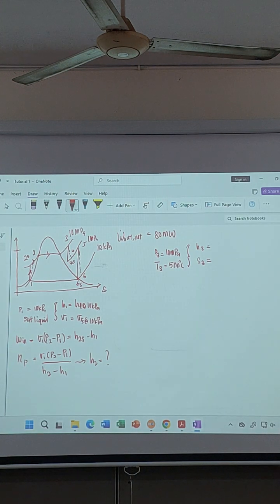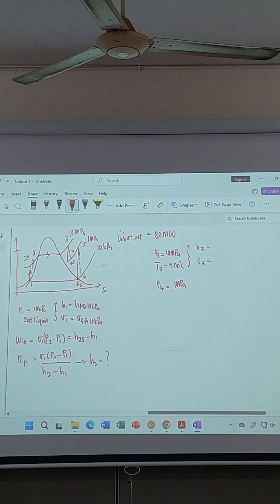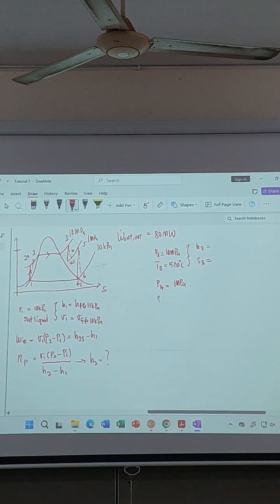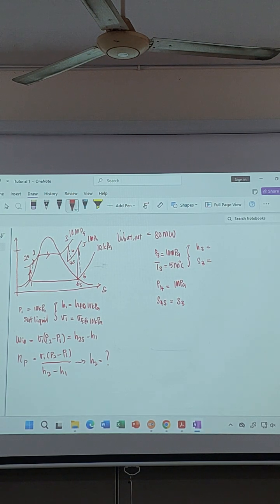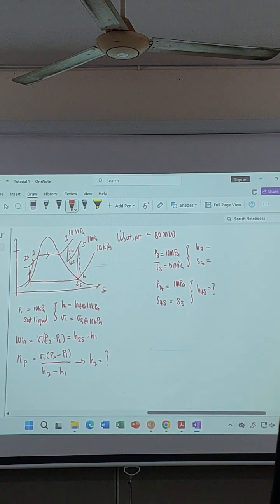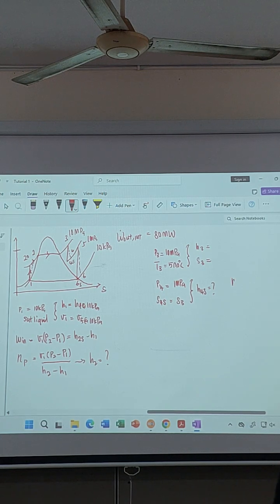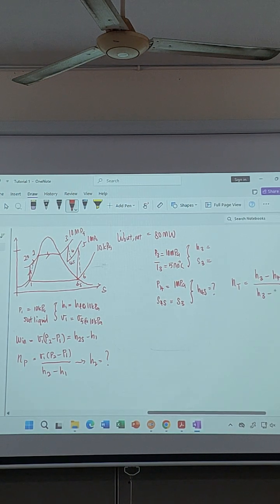Okay, so then we jump to state 4. So we know that T4 is 1 megapascal. And we also know that S4 is equal to S3. So don't forget that this is the isentropic solution, not the actual solution. So based on this, what you found will be H4s. Okay, then you use the isentropic efficiency of the turbine to find H4. So you can get this for it.